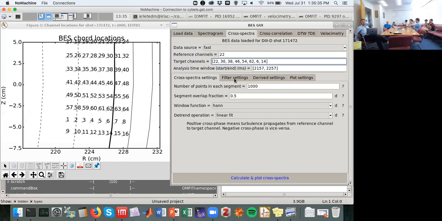Does it make that big a difference? It depends a lot on the data you're looking at. The filter range? Yeah, it can make a big difference.